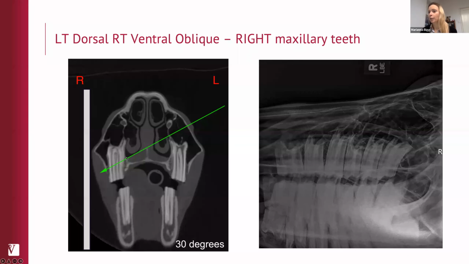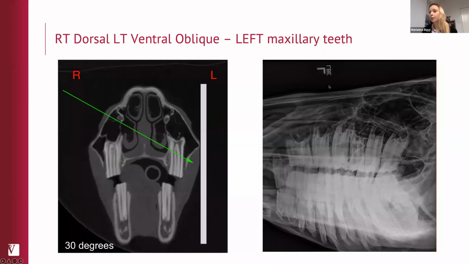So in this case, because we evaluate the right side, the right maxillary cheek teeth, then the right label goes dorsal to the nose. We can then do the opposite oblique view to evaluate the left side. So this is going to be a right dorsal to left ventral oblique, and in this case we're going to highlight the left side, the left cheek teeth, and therefore the marker will still go dorsal to the nose, but it will be the left marker in this case.